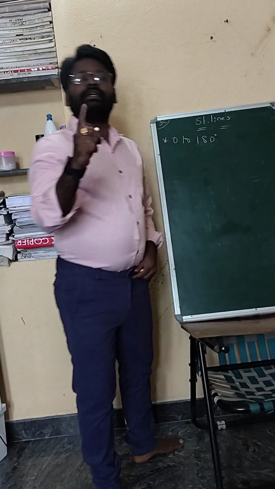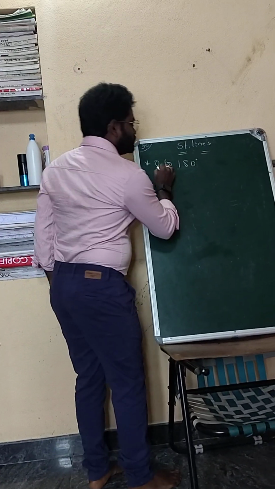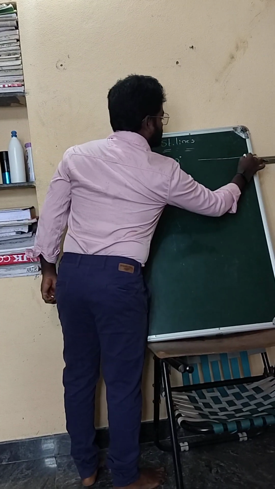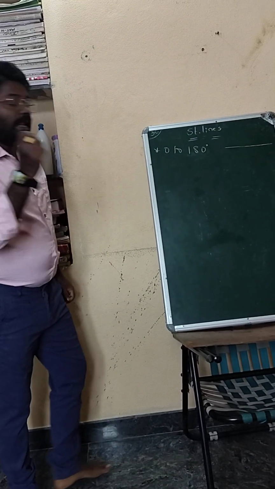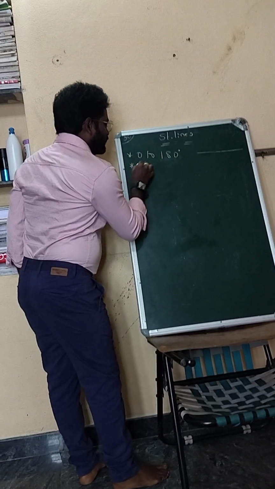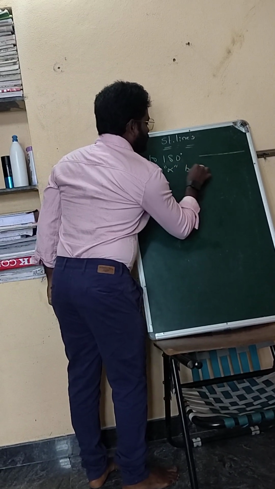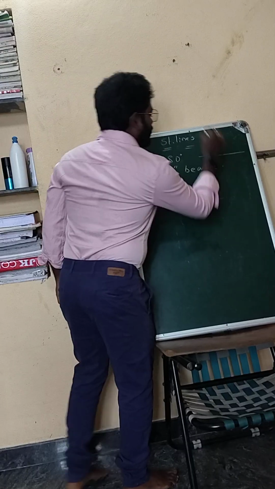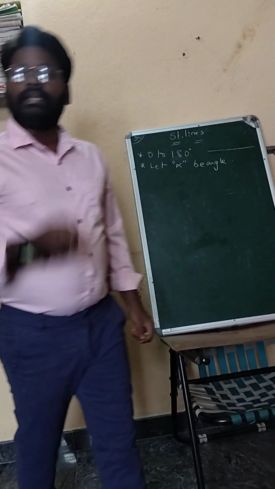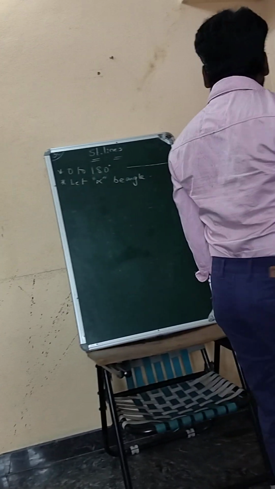0 to 180 degrees. What is the meaning of 0 to 180 degrees? This is the straight line. Next one. What is the definition? Let alpha or theta be an angle.